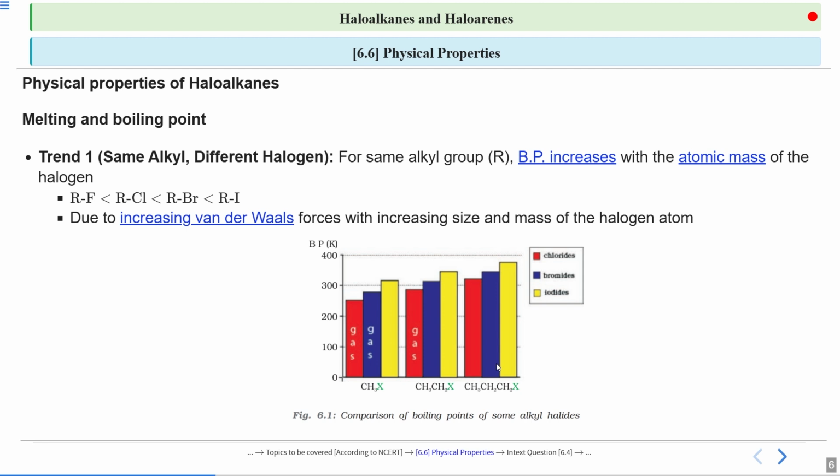Similarly, in each molecule you can observe that the red is at the lower range of the boiling point, and the yellow graph is at the greater range of the boiling point, right? So this is a similar trend: if you don't change the alkyl group and only change the halogens attached to the alkyl group, then as the atomic mass of the halogen increases, its boiling point will also increase. You can observe this in each molecule's graph.